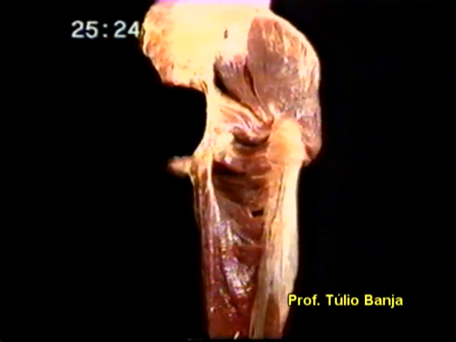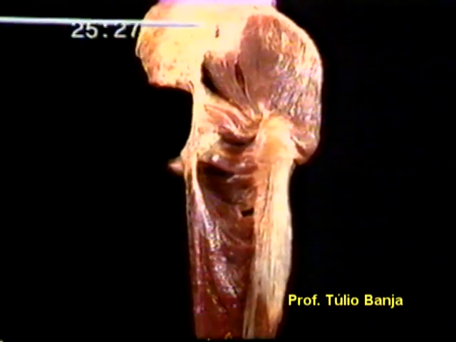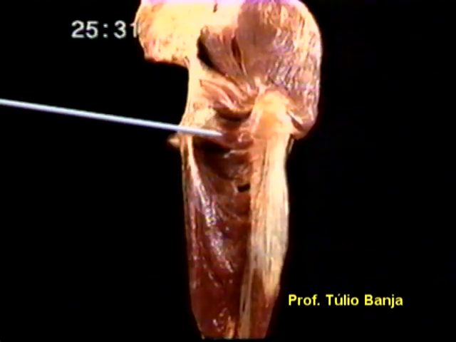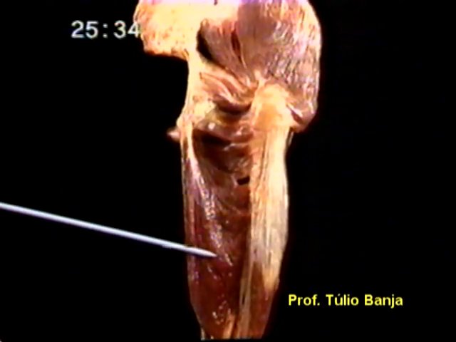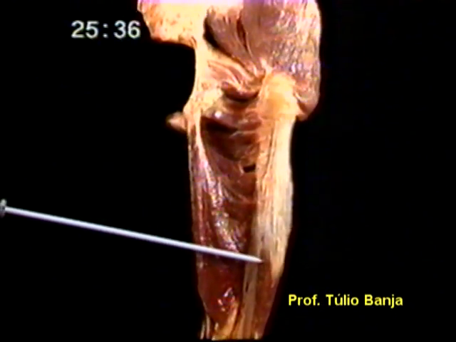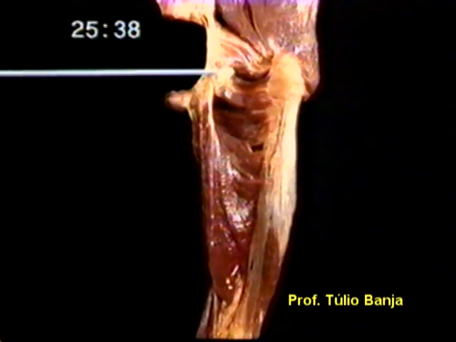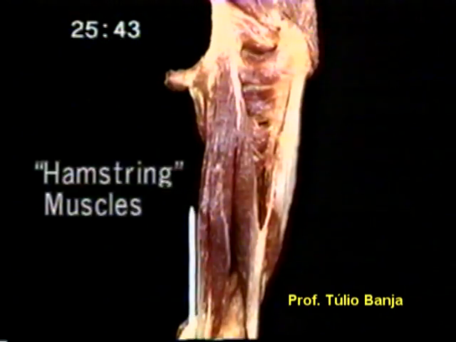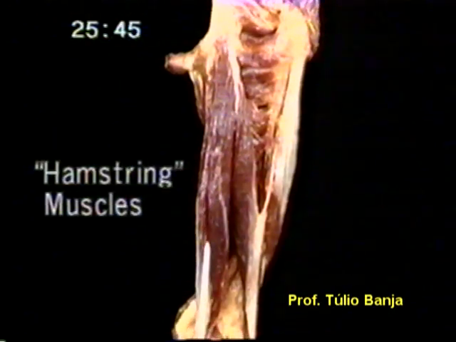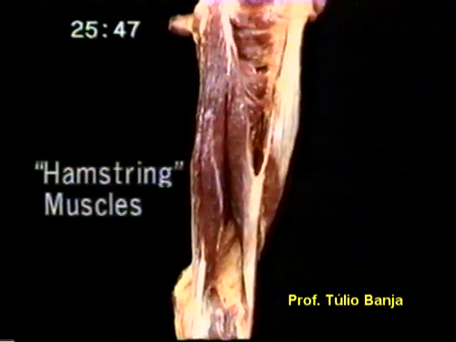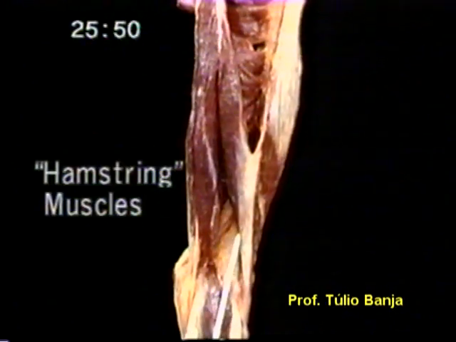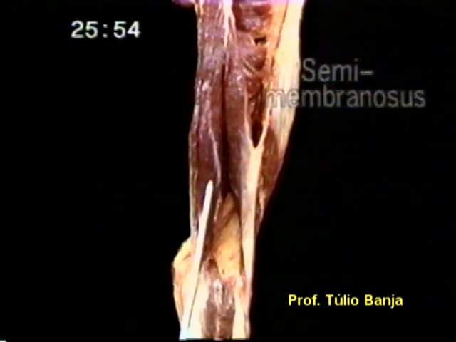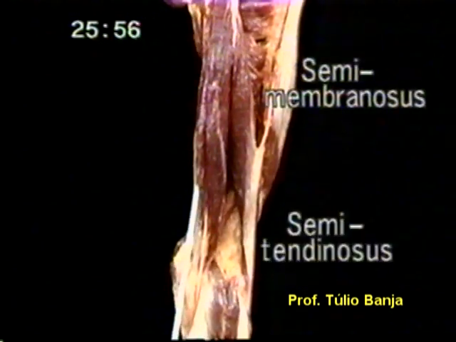Here's the back of the thigh as we saw it last. Here's gluteus medius. Here are all the short rotators. Here's adductor magnus. And here's the back of quadriceps. The 3 hamstring muscles all arise from the ischial tuberosity. Here they are. 2 of them run to the medial aspect of the leg. 1 runs to the lateral aspect. The lateral one is biceps femoris. The 2 medial ones are semimembranosus and semitendinosus.